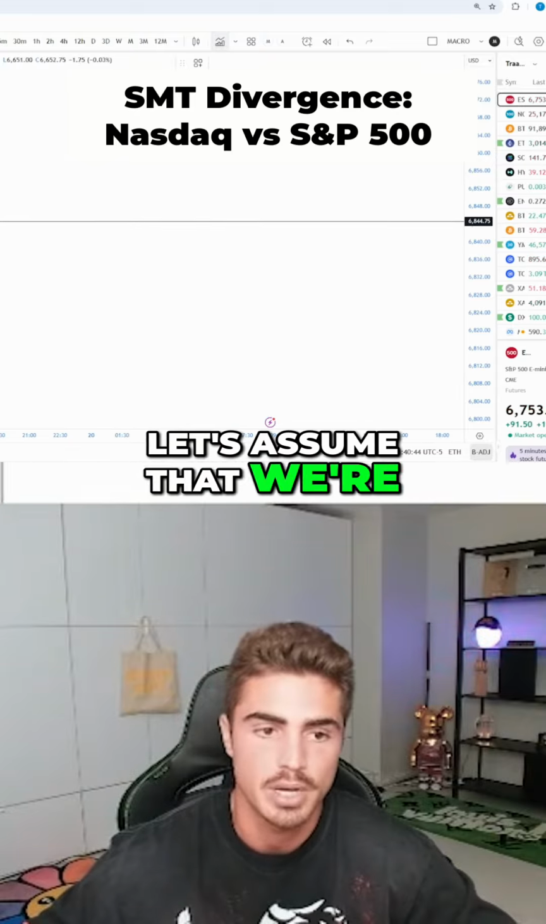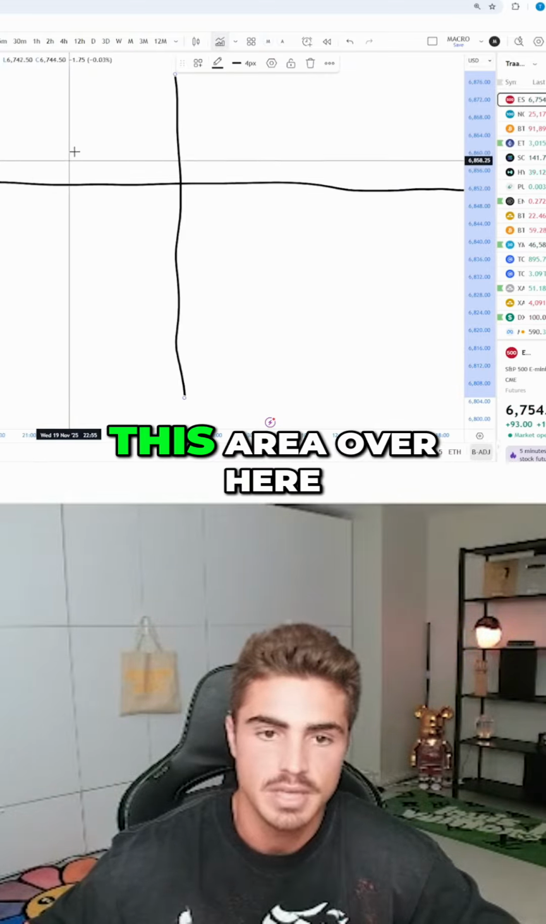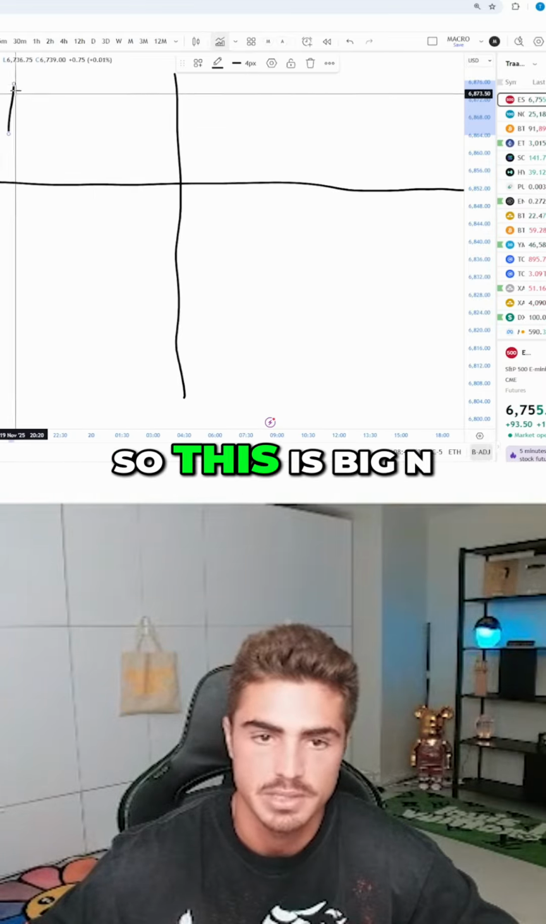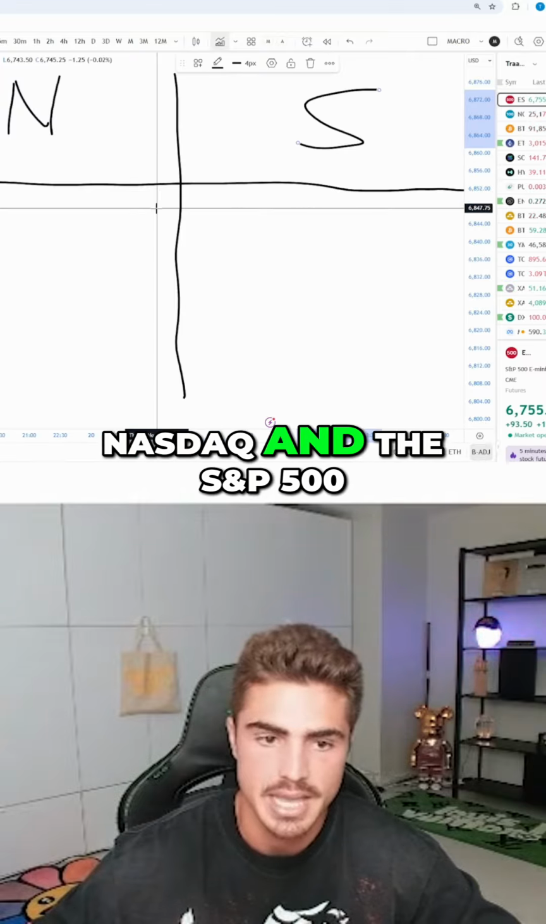Again, let's assume that we're in an uptrend. We have a high time frame draw on liquidity right here. This area over here will be Nasdaq. This will be the S&P 500. So this is big N. This is big S. Okay, Nasdaq and the S&P 500.